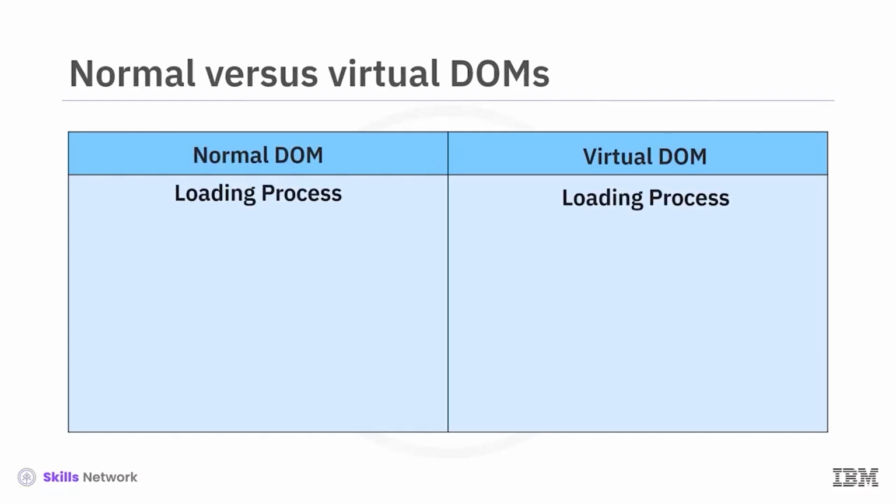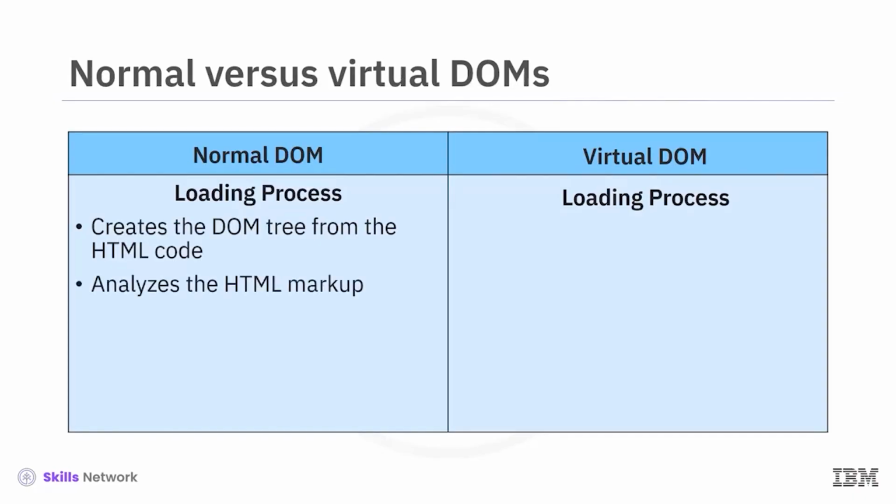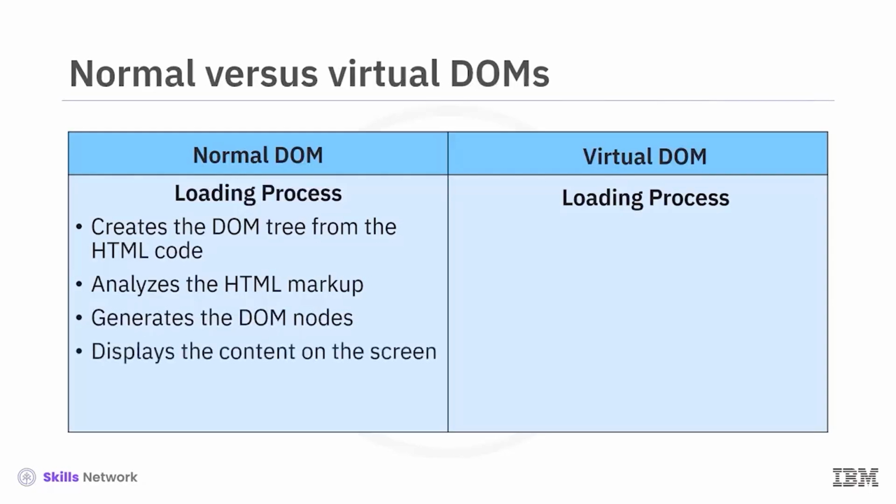The normal and virtual DOM differ in their loading process. In the normal DOM, when a web page loads in a browser, the browser analyzes the HTML content and creates the DOM tree from the HTML code. The process includes analyzing the HTML markup, generating the DOM nodes, and displaying the content on the screen. Rendering complex web pages with huge DOM trees can be expensive.